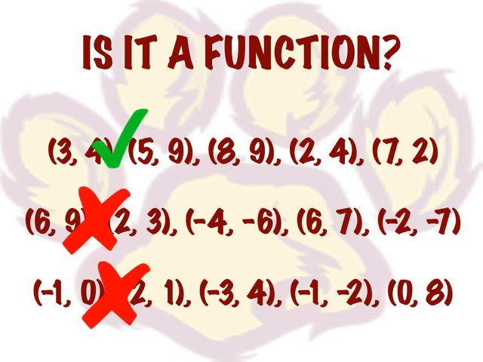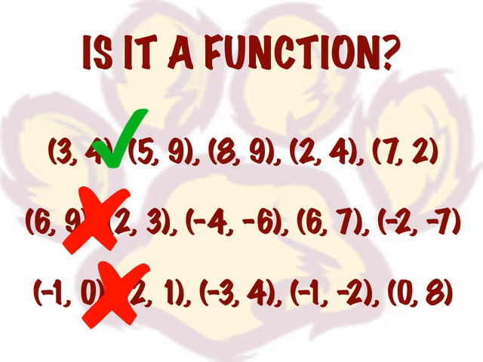Let's check. The first example, first group of ordered pairs, is a function. You see x values of 3, 5, 8, 2, and 7. So the x values do not repeat. That means it is a function. You might notice that the two y values, 4 and 9, repeat. Y values are allowed to repeat in a function.